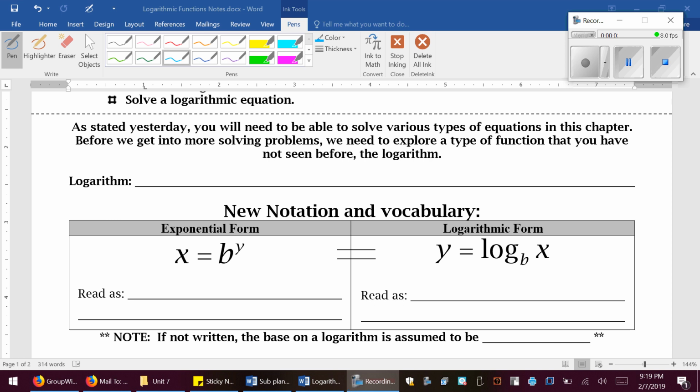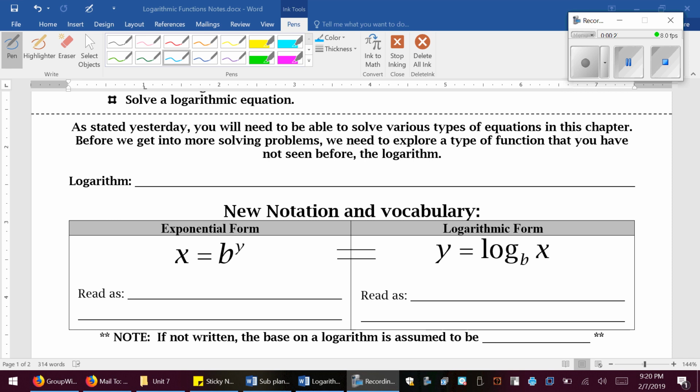These are your logarithmic function notes. Yesterday we discussed that in this chapter we're going to ask you to solve various equations, and throughout the chapter we'll teach you different methods to solve these equations. So yesterday we started with exponential equations, and the method that we used was making both bases be the same number, and then once those bases match, you can take the exponents and set them equal to each other.